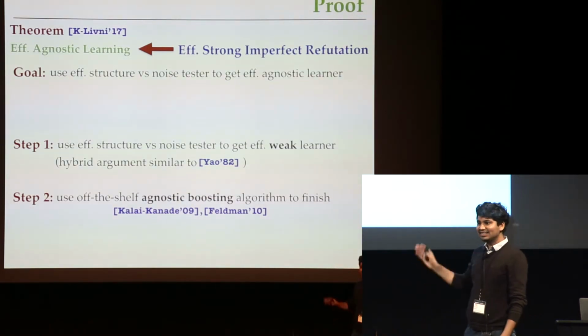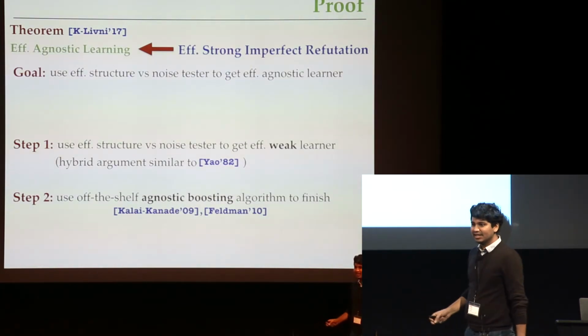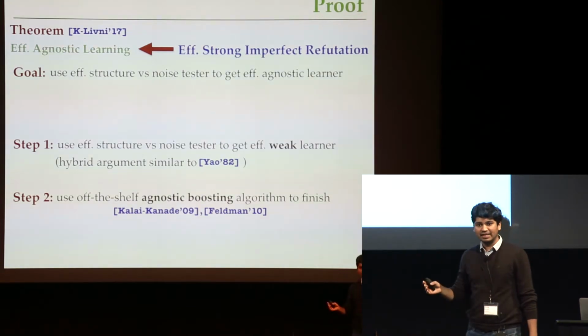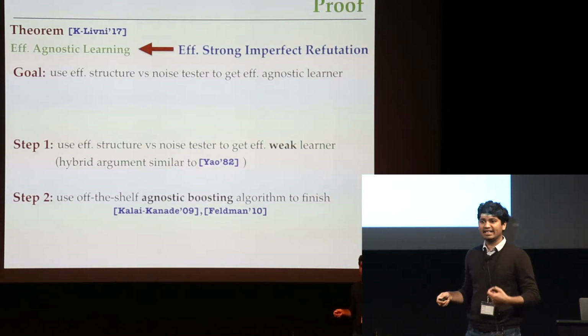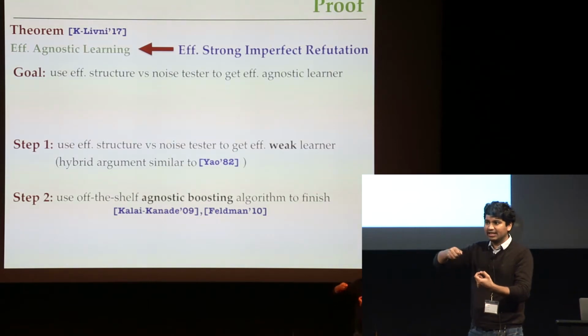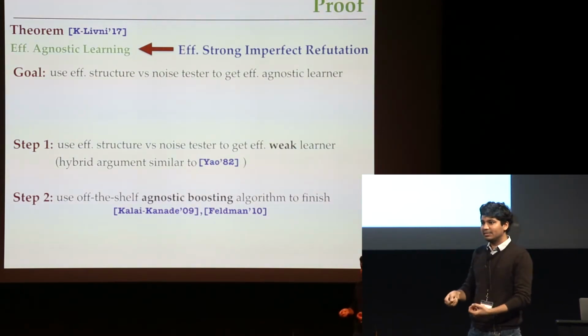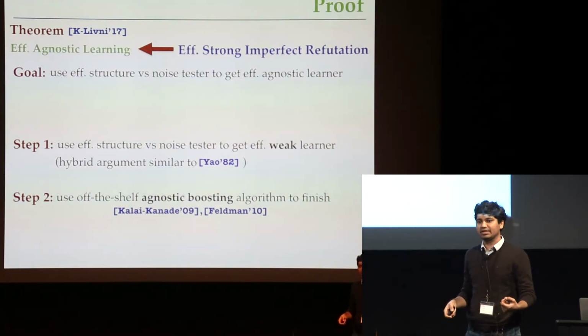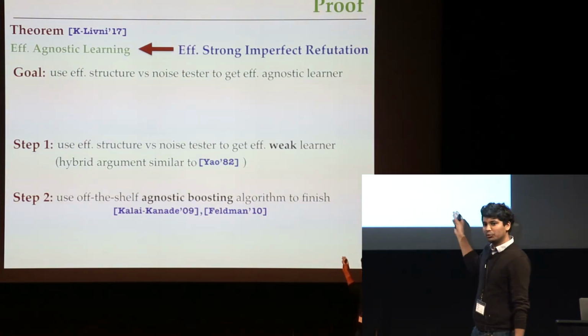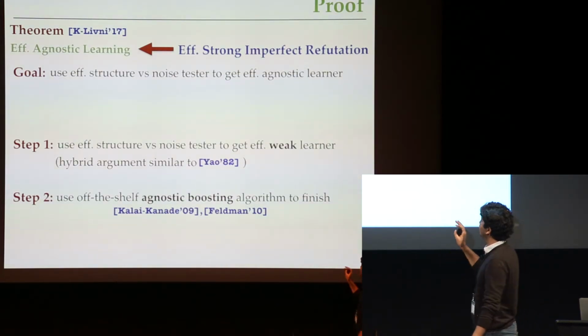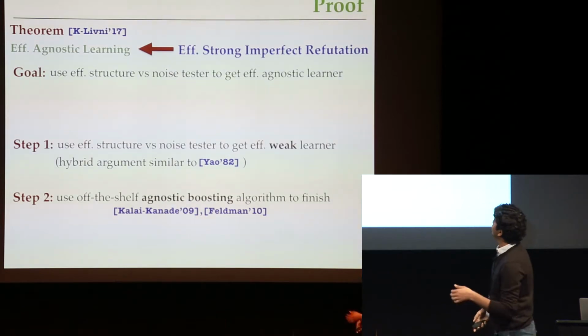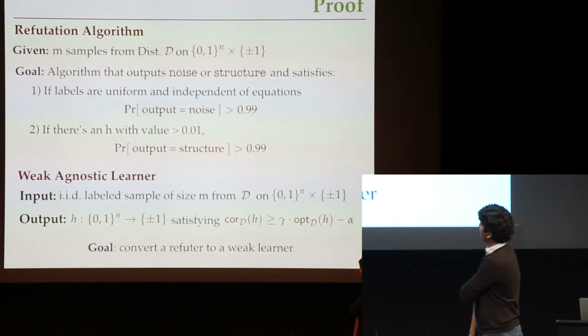Okay? And again, in this argument, there's not going to be great innovation. If you've seen Yao's argument for next bit predictability and its relationship to pseudo-randomness, there's going to be a very similar hybrid argument that happens in that work. And I'm going to spell it out very explicitly now. Okay. So how does this step work?